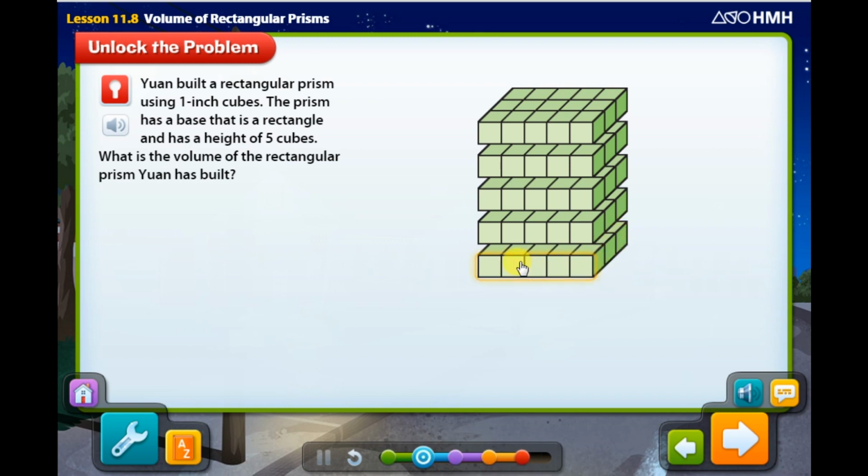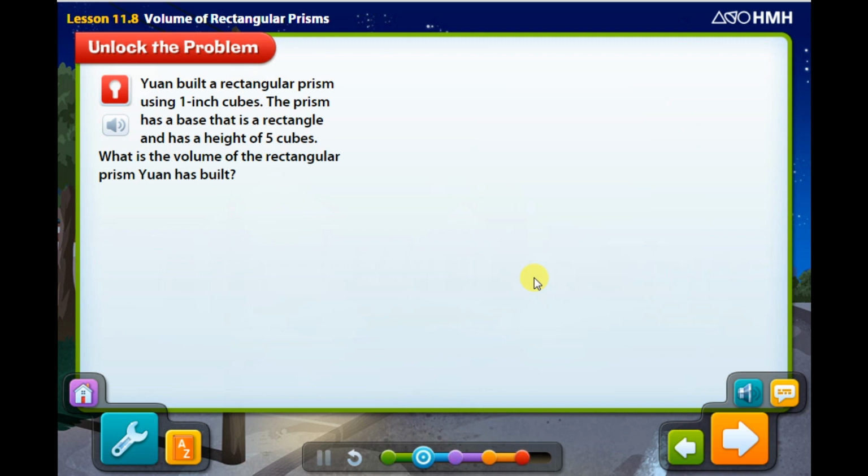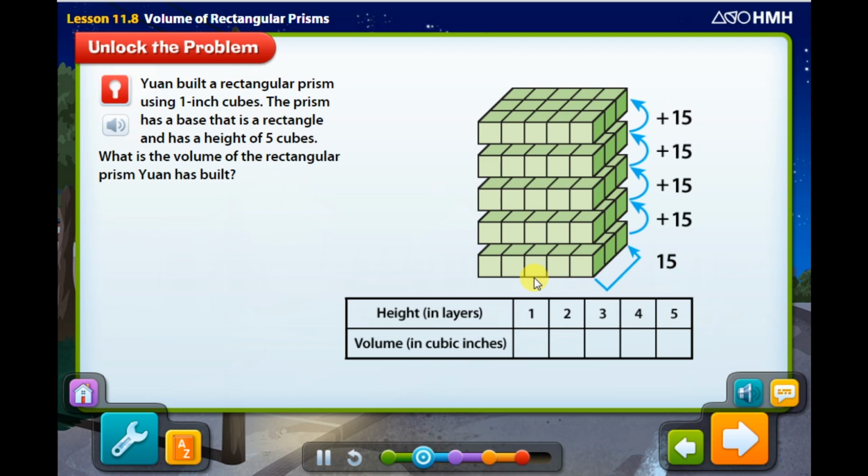So we're gonna multiply 5, which is the length, by 3, which is the width, to find how many cubic units are inside the base. Let's see. Each layer has 3 rows of 5 cubes, so each layer has 15 inch cubes. You can use a table to find the total volume for all 5 layers of the prism. You know that one layer of the prism has 15 cubes. Now we can complete the table by adding 15 cubes for each additional layer.